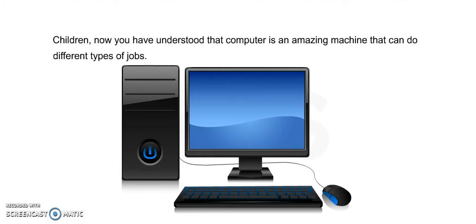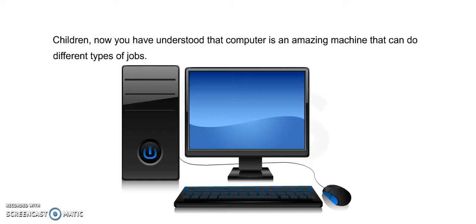Now start with lesson 1. The topic is hardware and software. Now you have understood that a computer is an amazing machine that can do different types of jobs. A computer system can be defined as an electronic machine that is used to generate information from raw data. It performs various functions such as entering data, processing and storing it, and presenting output on the screen.